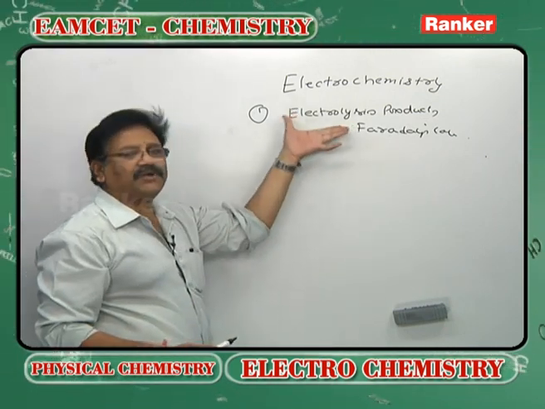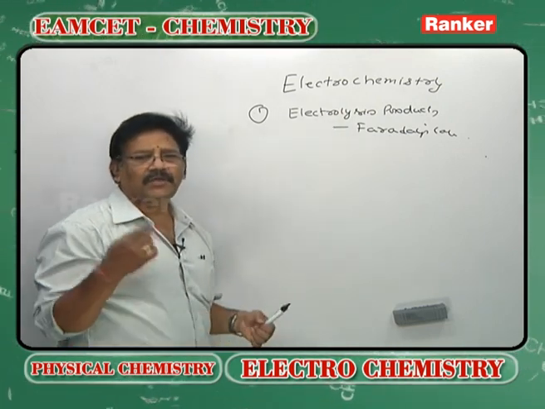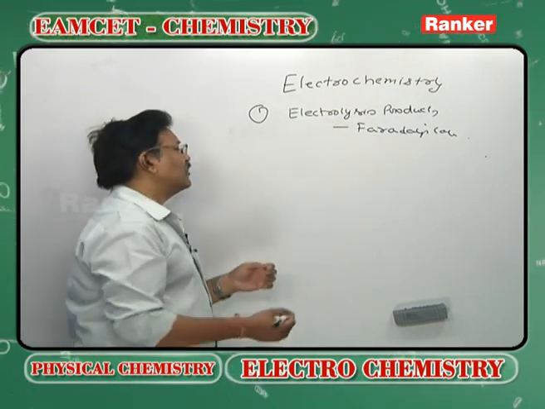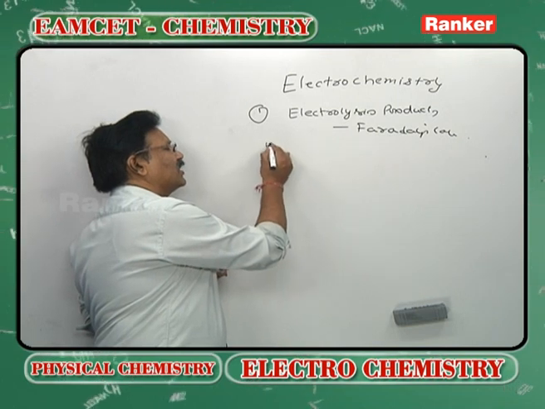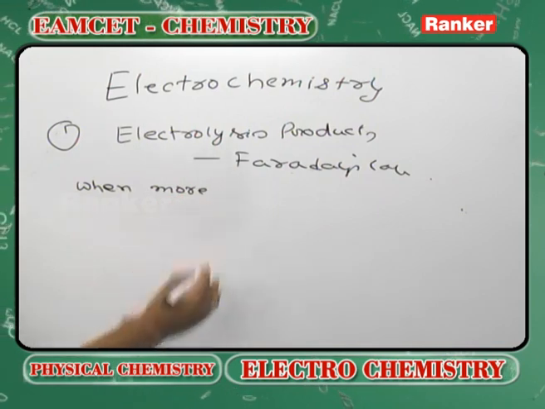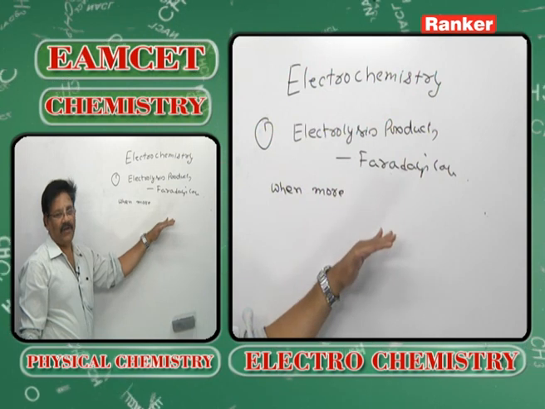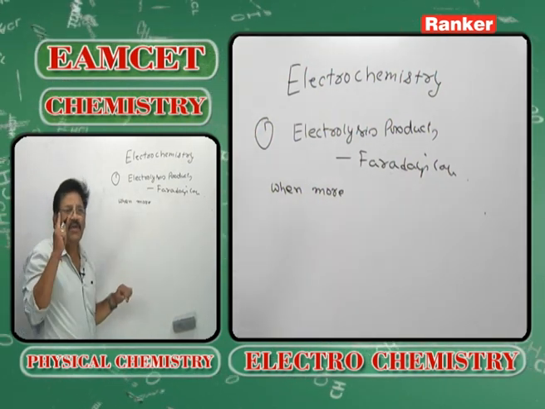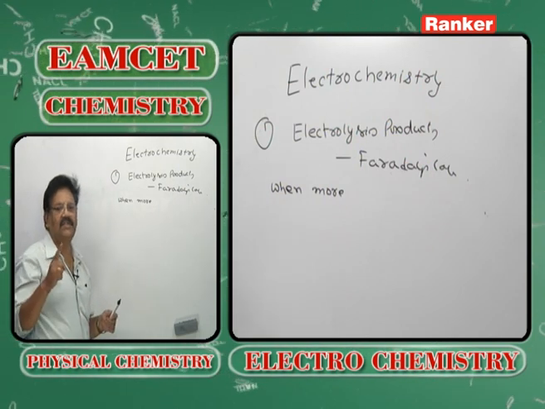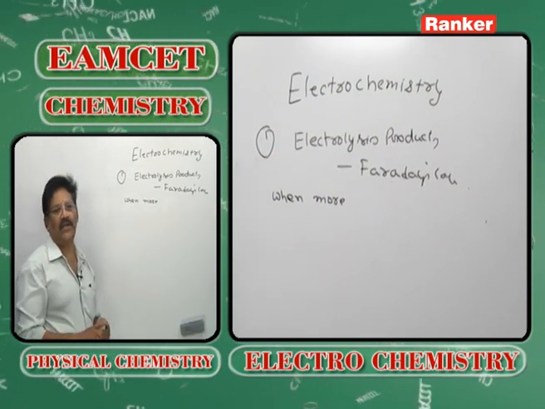What are the important points to be remembered regarding the electrolysis products? We get different products when more than one ion reaches the electrode. What happens during electrolysis? Cations will undergo reduction at the cathode, anions will undergo oxidation at the anode. When more than one ion reaches the respective electrode, the ion with less discharge potential will get discharged in preference to the other ion.